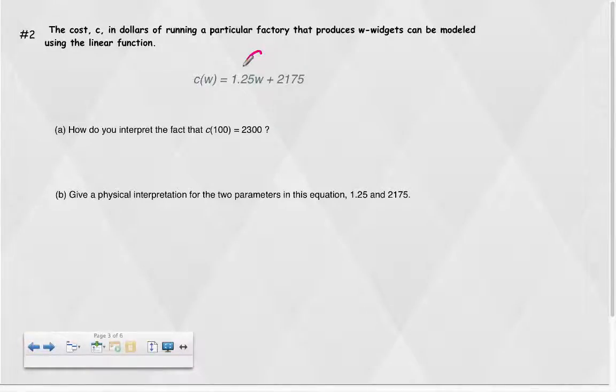Well, 1.25, since it's talking about dollars, it must mean that it costs $1.25 to make every widget. And then the 2,175, what does that mean? It's probably the startup cost of the business.